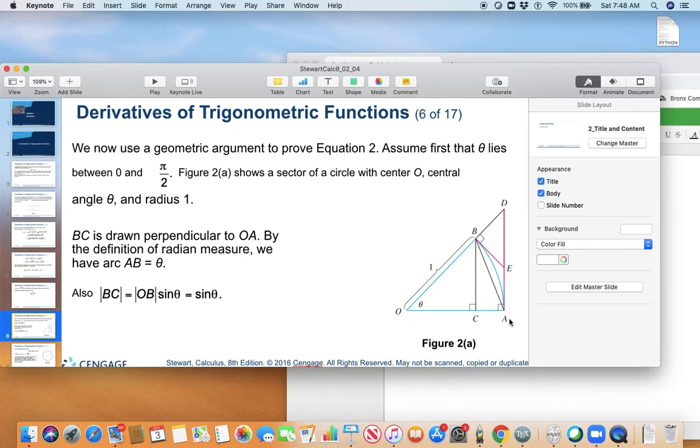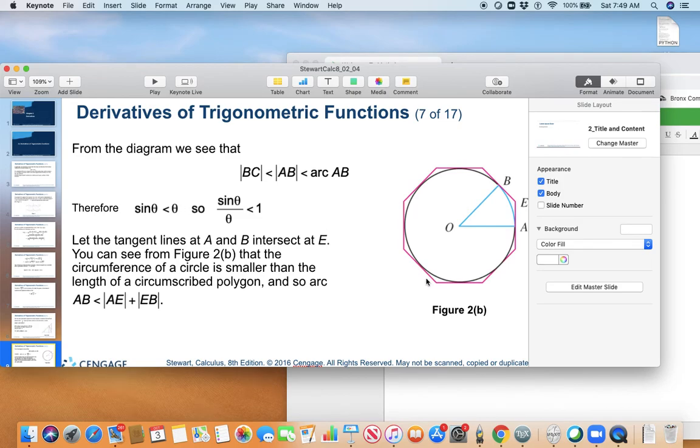What does that mean? OA is 1, OB is 1. BC is drawn perpendicular to OA. By the definition of radian measure, we have arc length AB equals theta, because arc length is radius times theta. Radius is 1, so arc length is theta. Also note BC is OB times sine theta, but OB is 1. So BC is sine theta. Length BC is sine theta.